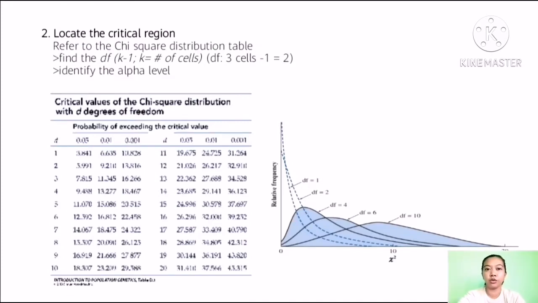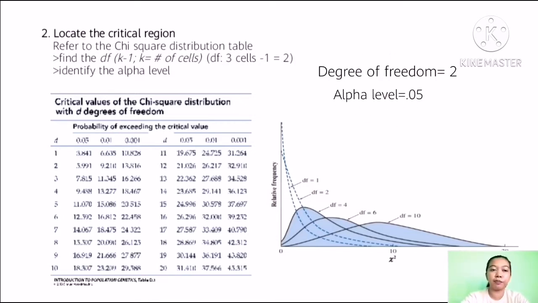Locating the critical region, we refer to the chi-square distribution table. First, we find the degree of freedom, k minus 1, where k is the number of cells or number of categories. So in our example, the degree of freedom which we'll be using is 2, since 3 minus 1. Identifying the alpha level. So we are going to use the alpha level of 0.05. With the degree of freedom 2, our critical value would be 5.991.